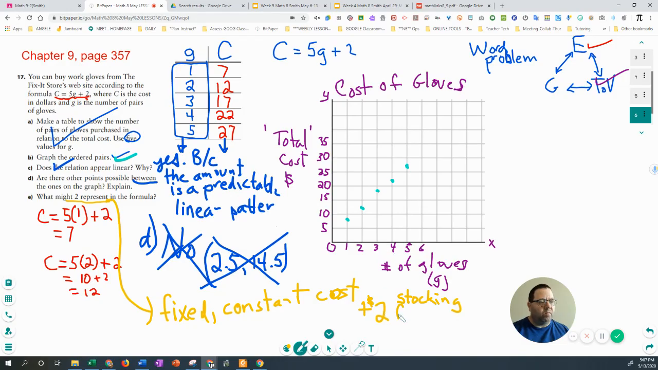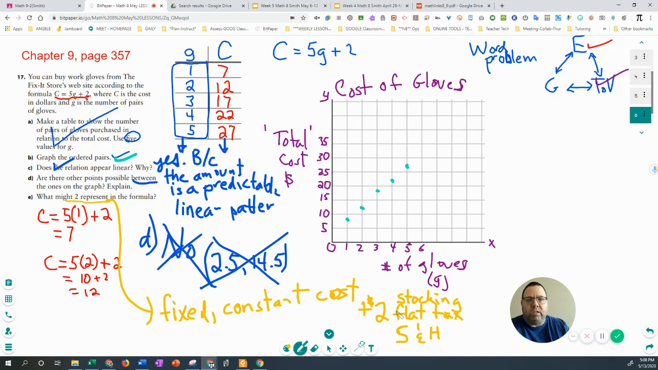Maybe it's some sort of version of a flat tax. Maybe it's S and H. And if you watch any television commercials, sorry, that's supposed to be an S. There we go. We could call that a shipping and handling fee. I don't know. You could make up anything here as long as it makes relative sense. Okay, but it's a fixed cost. It's not dependent on the amount of gloves you buy.